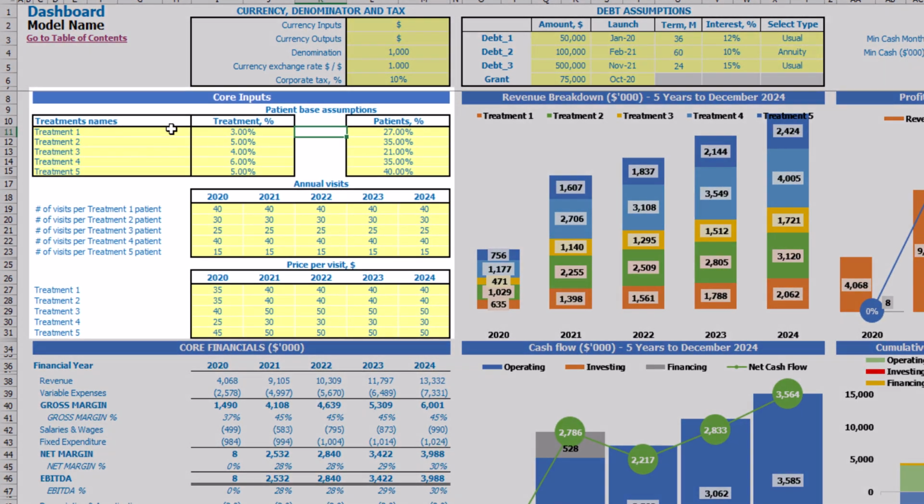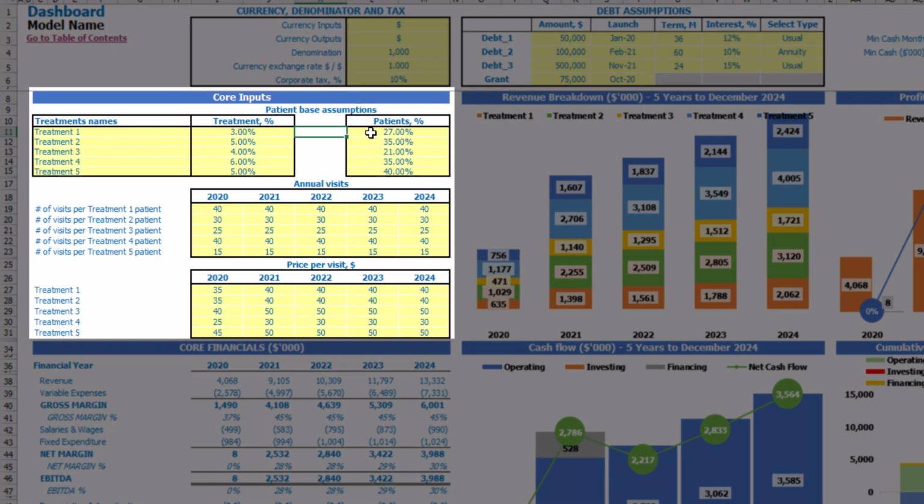The next set of assumptions is patient-based assumptions. So in here, you may input up to 5 different treatment names, for example, treatment A, treatment B, whatever name you need for your model. And here, you may input what is the percentage of population need this treatment. In other words, percentage of patients based on the total population.